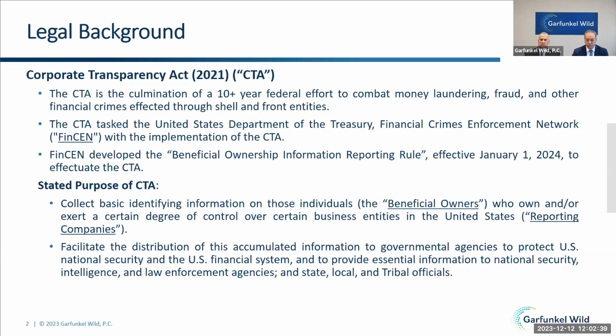The stated purpose of the CTA is to collect basic identifying information on those individuals, and we will discuss what a beneficial owner is later, who own and or exert a certain degree of control over certain business entities in the United States. These are called reporting companies. The intention is to distribute this accumulated information to governmental agencies to protect United States national security and the United States financial system, providing essential information to national security, intelligence, and enforcement agencies on a state, local, as well as tribal basis.